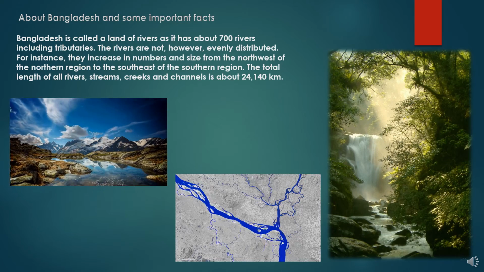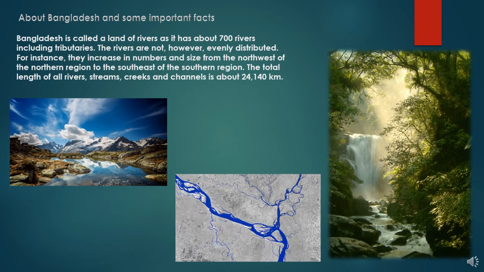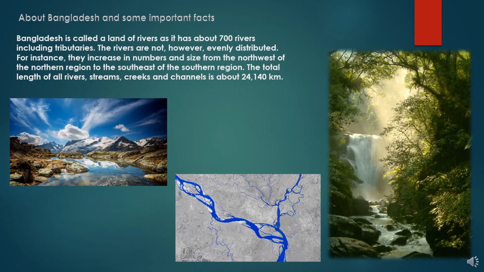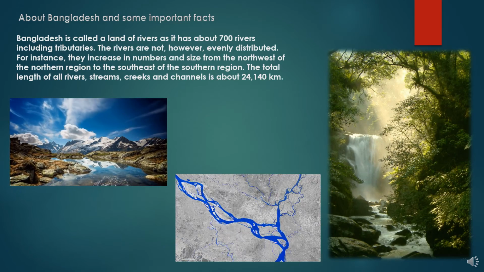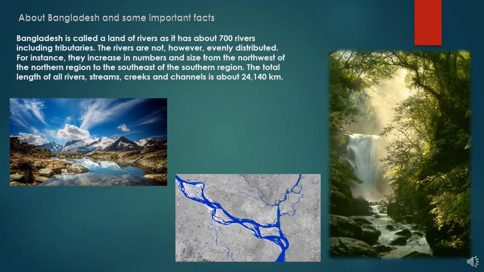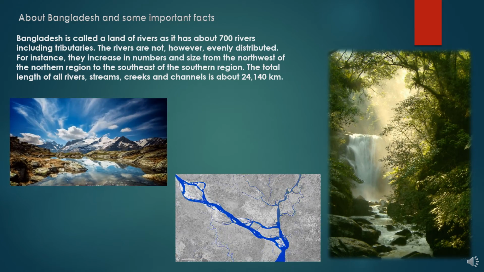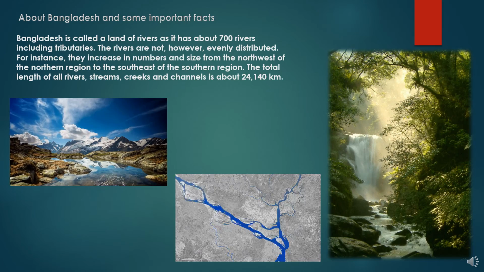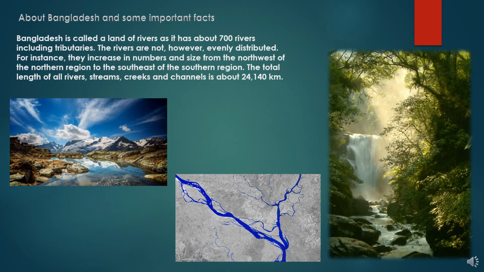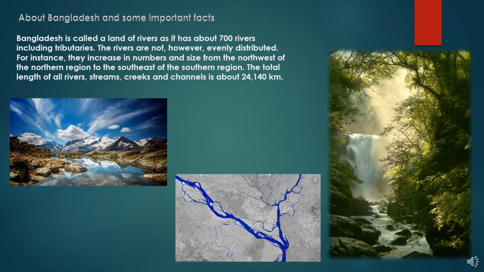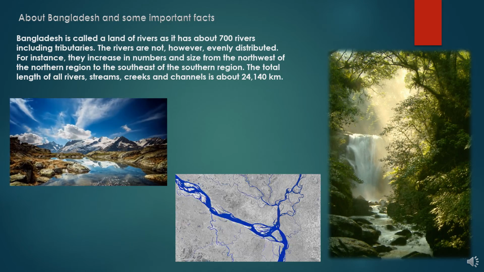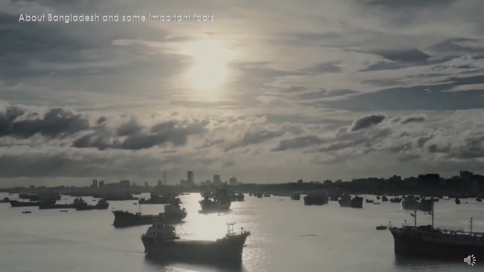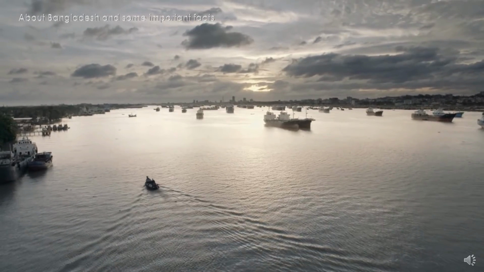Bangladesh is called a land of rivers as it has about 700 rivers, including tributaries. The rivers are not, however, evenly distributed. For instance, they increase in numbers and size from the northwest of the northern region to the southeast of the southern region. The total length of all rivers, streams, creeks, and channels is about 24,140 kilometers. Let us take a quick tour through the beauty of Bangladesh.